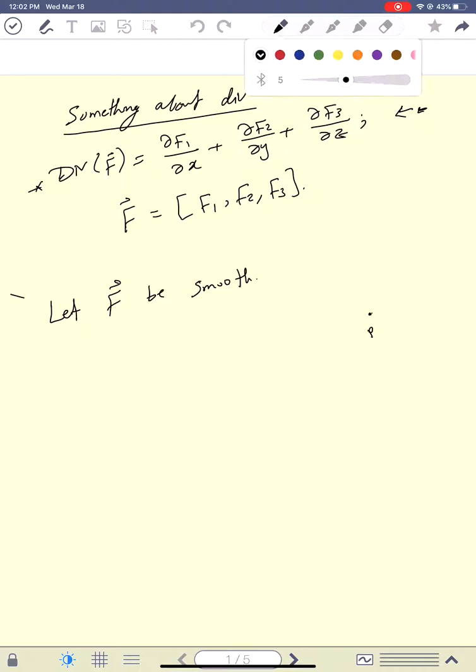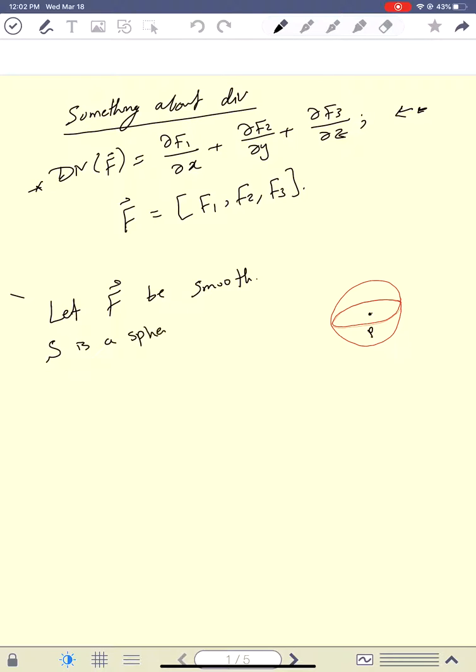So if you take a sphere centered at this point, okay, so this is a sphere. So S is a sphere, let's say of radius rho, some rho bigger than or equal to 0. So this point is P, that radius is rho.